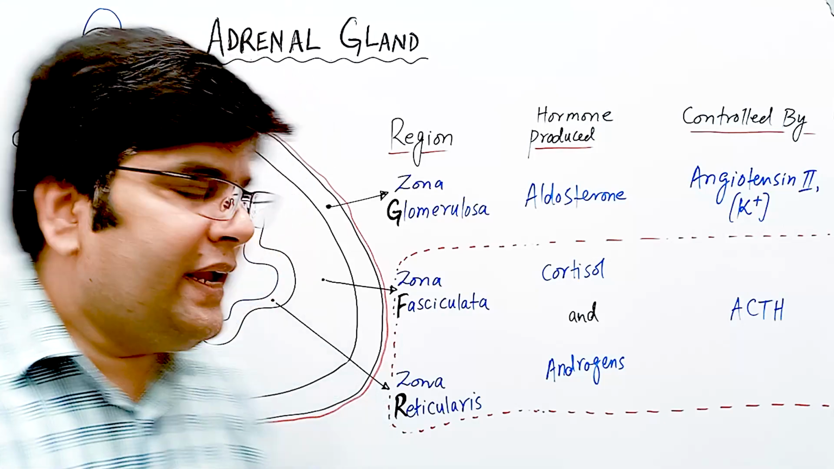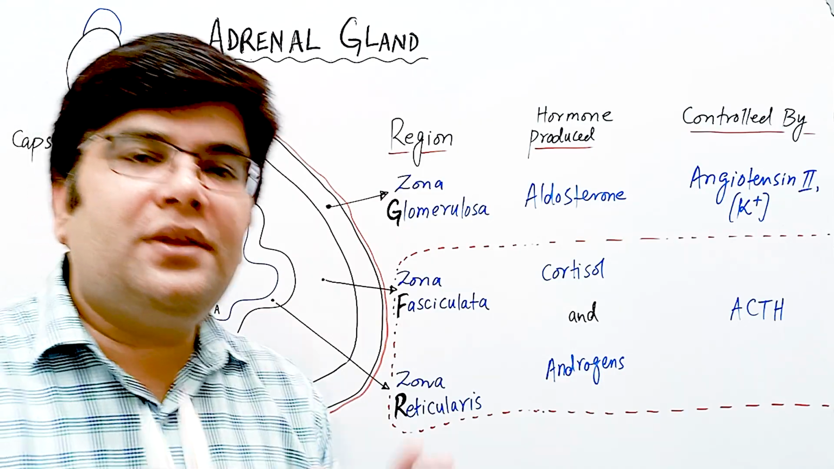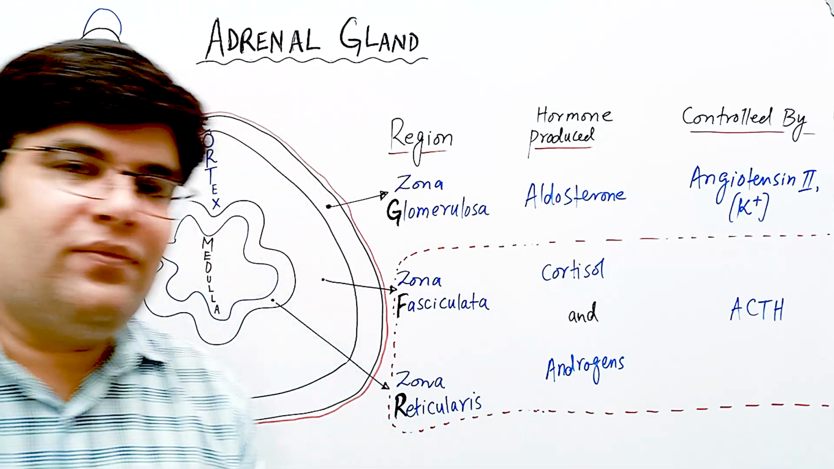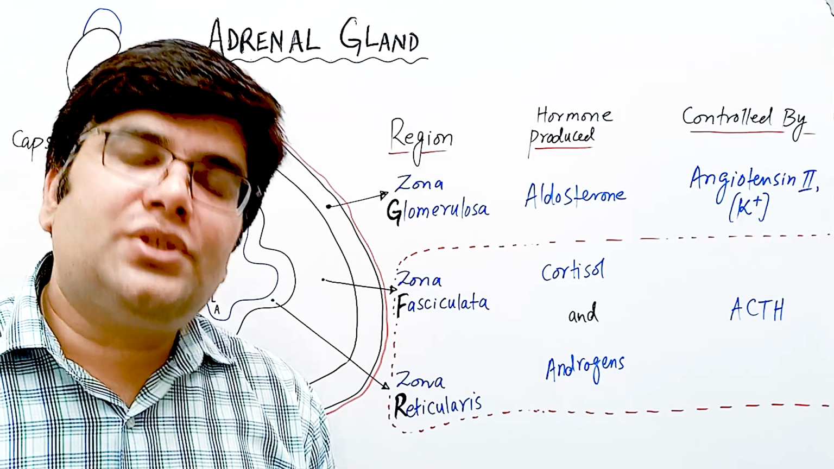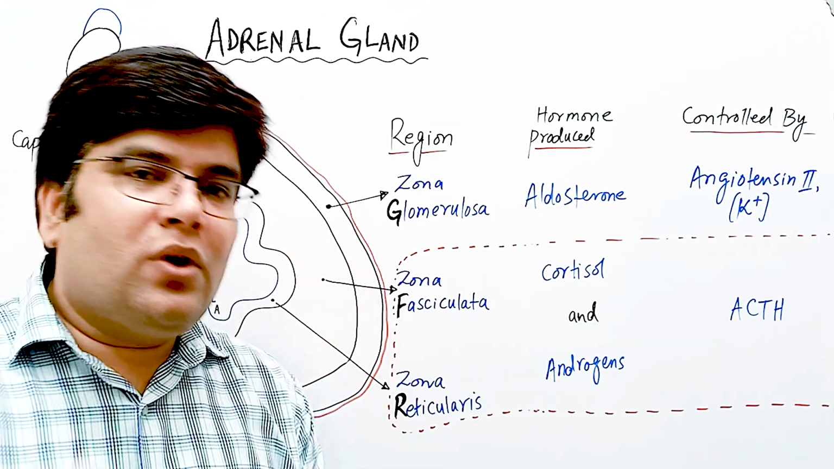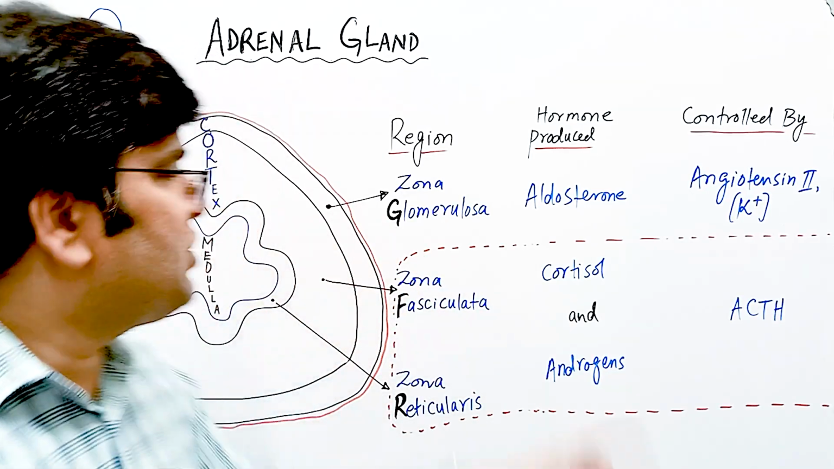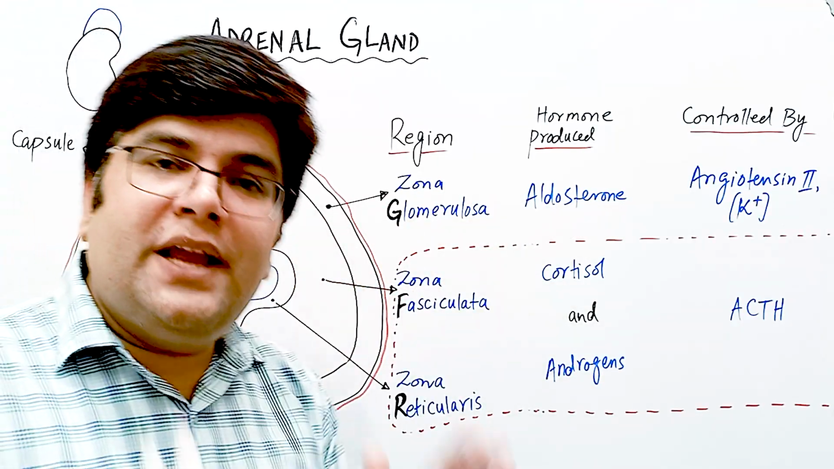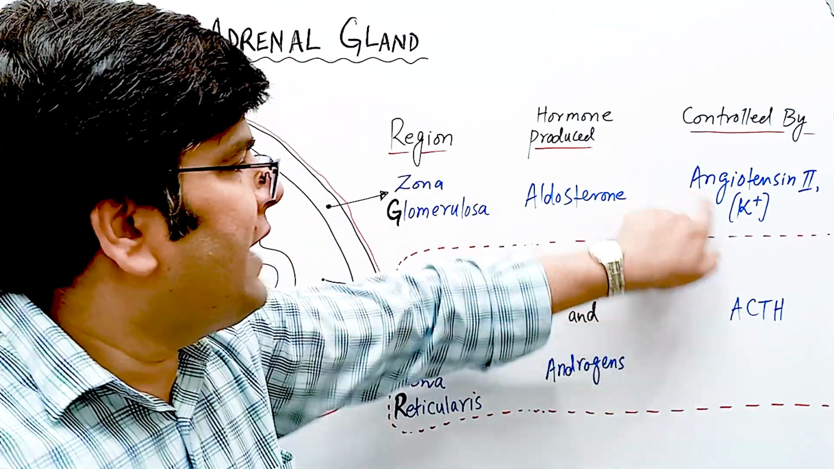Zona glomerulosa contains an enzyme which is called aldosterone synthase enzyme. It is important to note that different steroidogenic tissues or steroid producing tissues in our body contain a different set of enzymes. This is why they produce a specific set or type of steroid hormones. So the steroid which is produced from zona glomerulosa is aldosterone, because the enzyme aldosterone synthase is present only here. And the aldosterone secretion from zona glomerulosa is controlled by two important factors which are independent of hormones coming from pituitary gland, and these factors are angiotensin 2 and potassium ion.